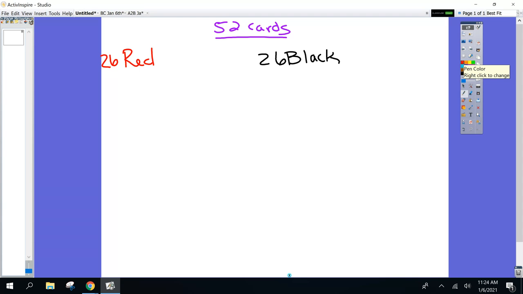All right, so anyway, moving on. Red cards. There's 2 suits in red. Anybody know the 2 suits for red cards?